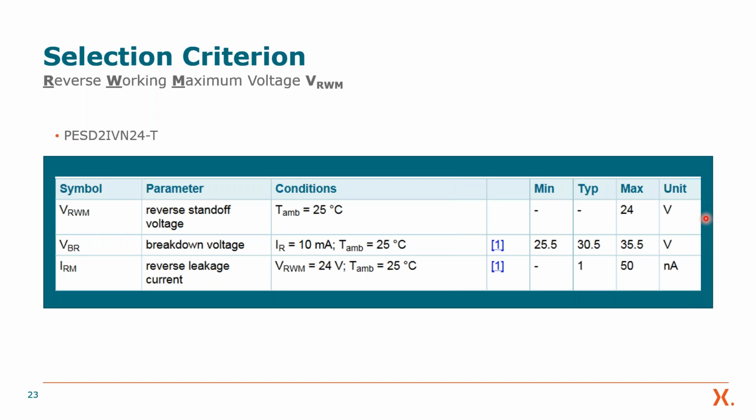The breakdown voltage is actually the transition from the device being a turned off parasitic effect to an active ESD protection. This is listed here. So in this case, typical 30 volt. So what is guaranteed is that the breakdown voltage is always above the reverse working voltage.